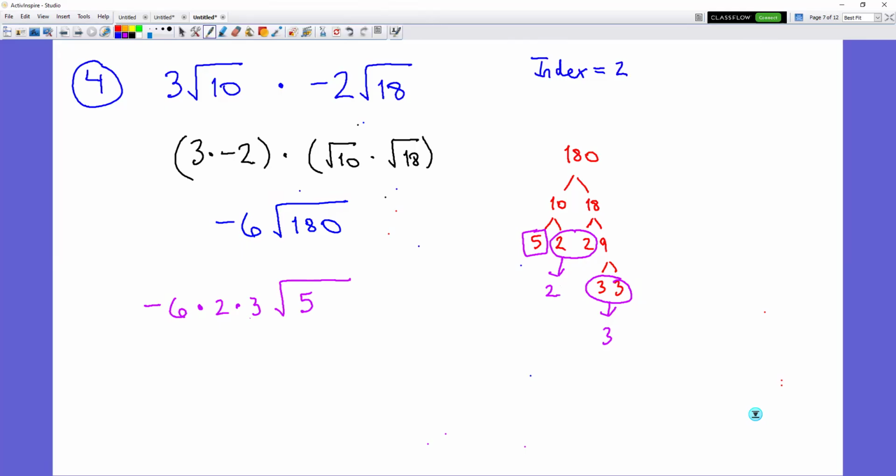So now we're just going to multiply negative 6, 2, and 3. So negative 6 times 2 is negative 12. Negative 12 times 3 is negative 36. So therefore, it's going to be negative 36 and then square root of 5. And then there is our solution to this problem.